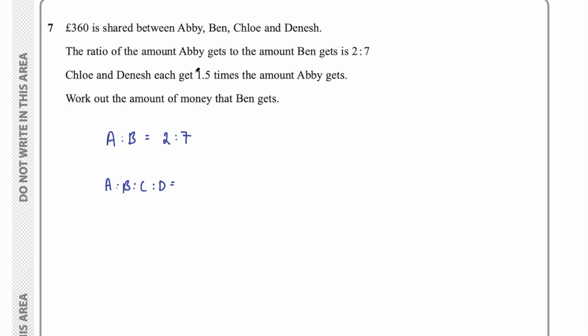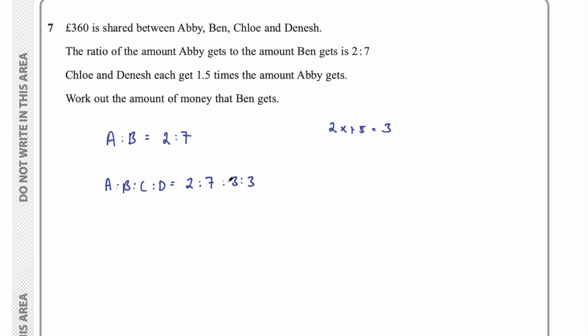Well, it tells me they get 1.5 times the amount Abby gets. So if Abby gets 2 parts of the ratio, they're going to get 2 times 1.5 parts of the ratio. So 2 times 1.5 is 3. So this ratio of all of them together will be 2 to 7 to 3 to 3. So that's relating Chloe and Dinesh to Abby. They're getting 1.5 times the number of parts that Abby got, and it's automatically related to Ben. Okay, so that's the ratio of Abby to Ben to Chloe to Dinesh.